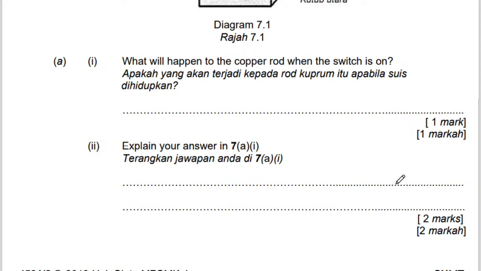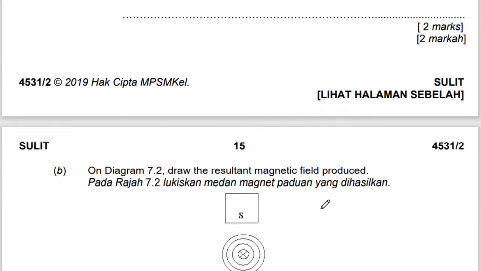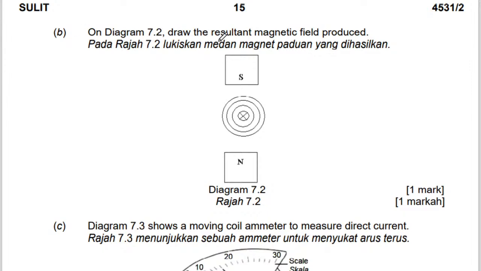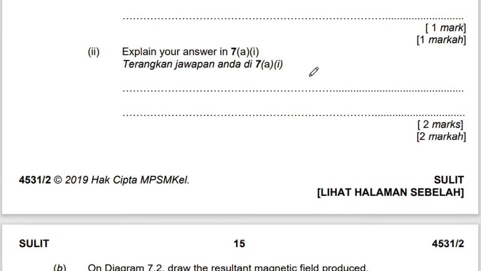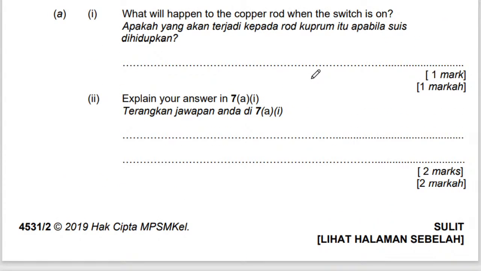Okay, check. If essay, we give mark also for the diagram. On diagram 7.2, draw resultant magnetic field produced. Interaction between magnetic field and current result in resultant force. Magnetic field of the current carrying conductor interact with the magnetic field of the permanent magnet, producing catapult field. A couple of force is produced to move copper rod.